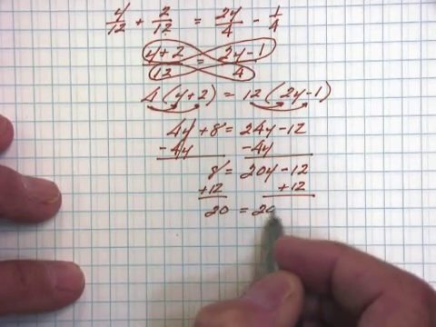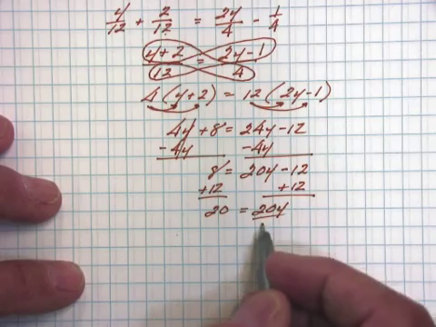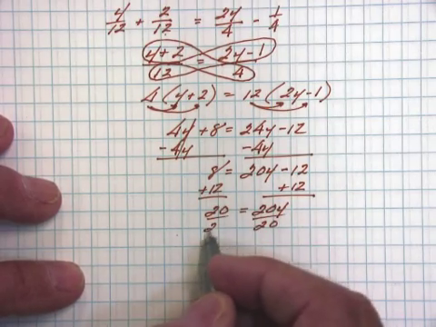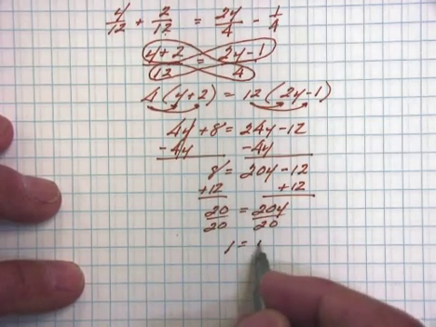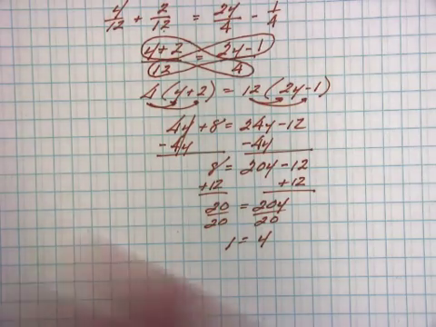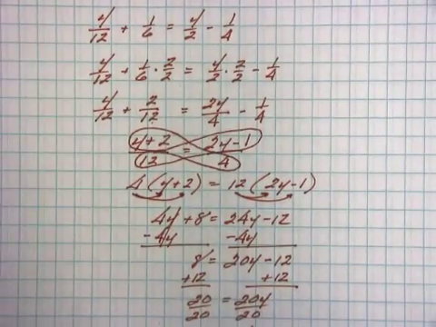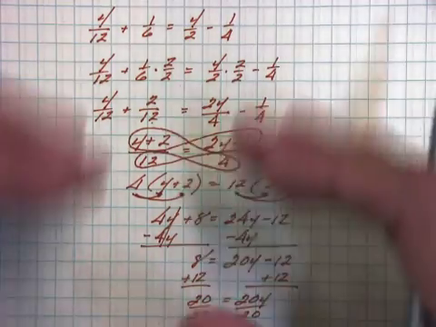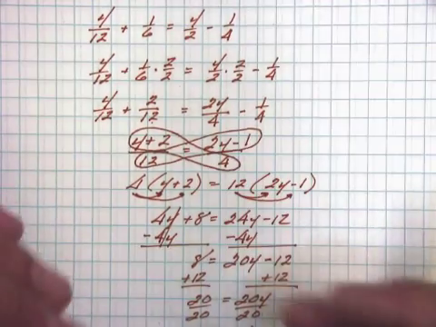I bring down the 8 equals, I've got the 20y minus 12. Okay, we're going to add 12 to both sides. And we've got 20 equals 20y. And if we divide both sides by 20, it should be pretty obvious that the answer is 1. So 1 equals y. And there's your solution.